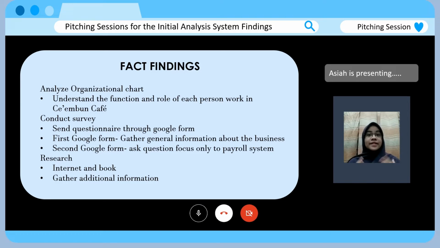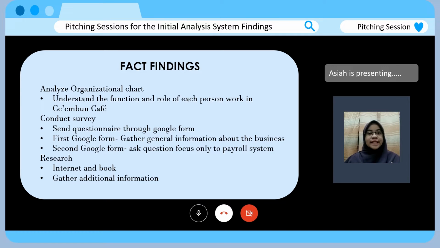Second is to conduct a survey. So our group has sent the questionnaire through a Google form. The total Google form that we sent to them is 2. The first one is to gather the general information about the business, like the business background, the current system of technology they use, and the problem they face during this pandemic. So from the answer in the first Google form, we analyze and determine what business process we need to focus on, and then we build another Google form that focus only to the business process that we choose, which is the payroll system.